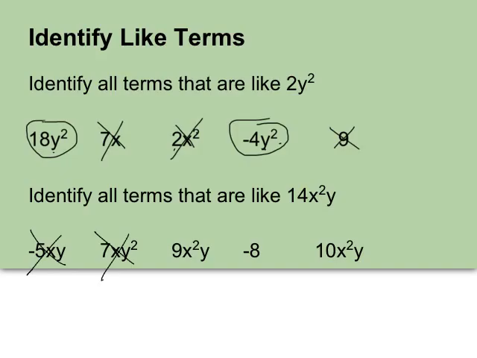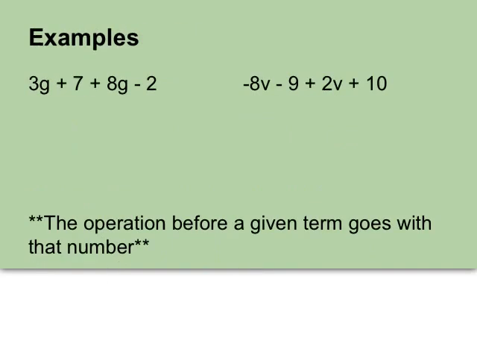9x squared y, we have x to the second y, which is the same variable combination as up above. Negative 8 is a constant. It cannot be like something that has variables in it. And 10x squared y, again, is x to the second power y. It's that same combination of variables raised to the same power. So again, 2 out of the 5 of that list were like terms.